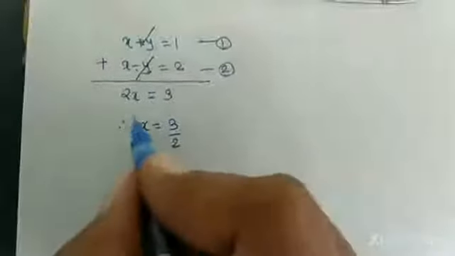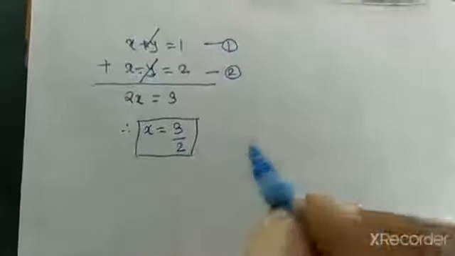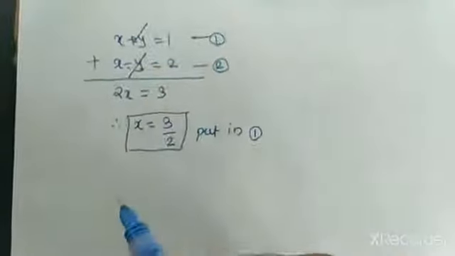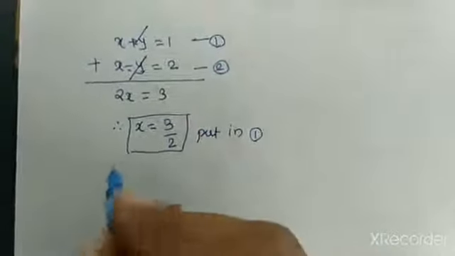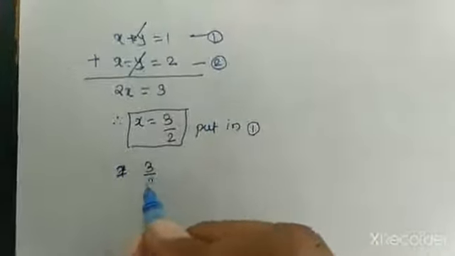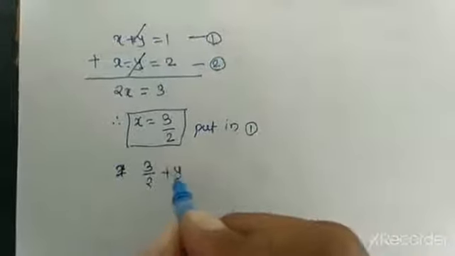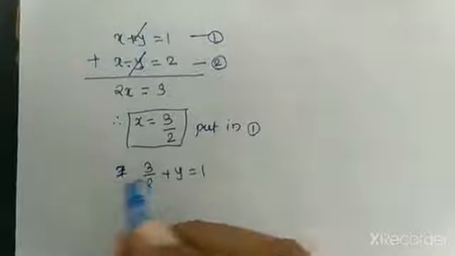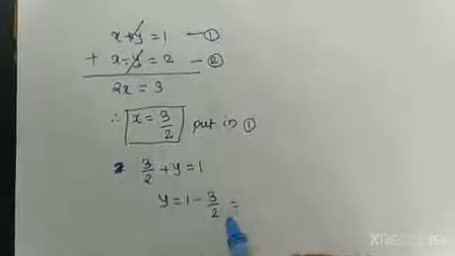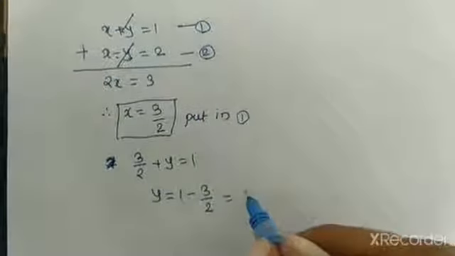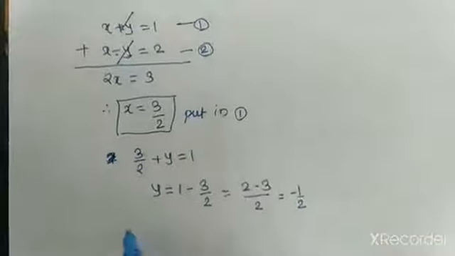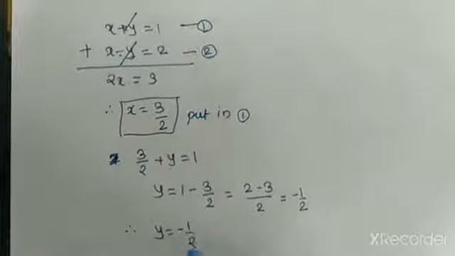Okay, this is the first solution, and the second value will be put in equation 1 or 2, whichever you take. Therefore x value is 3 by 2. If we put it in equation 1, we get 3 by 2 plus y is equal to 1. Therefore this 3 by 2 is transferred to the right side. Therefore y is equal to 1 minus 3 by 2, which, taking LCM, is 2 minus 3 divided by 2, which is equal to minus 1 by 2. Therefore we get y is equal to minus 1/2.